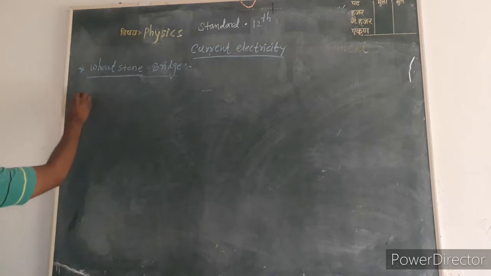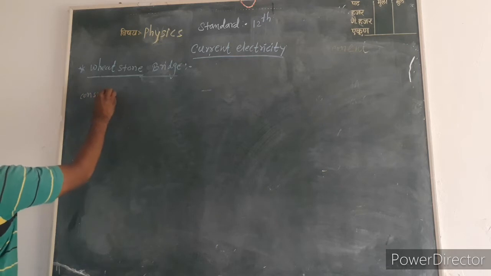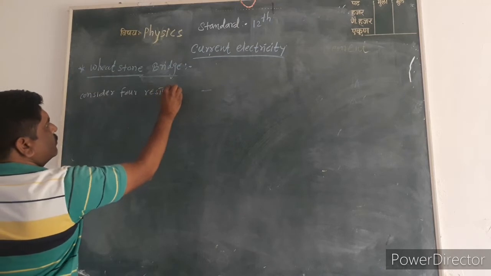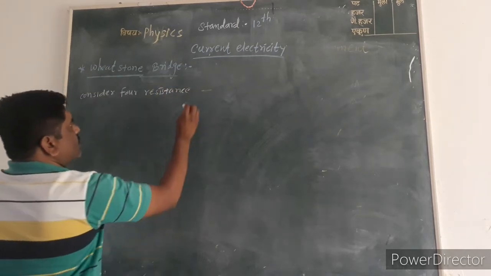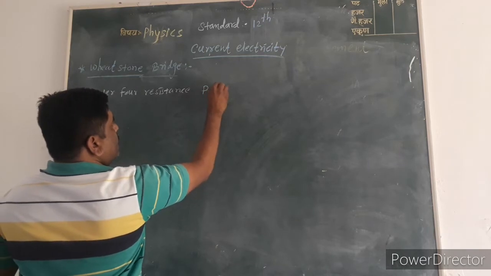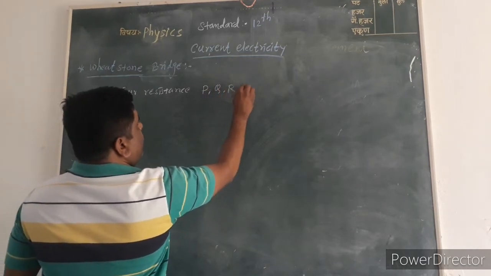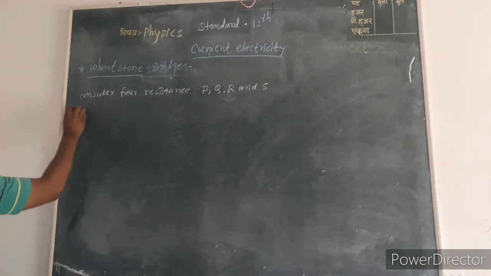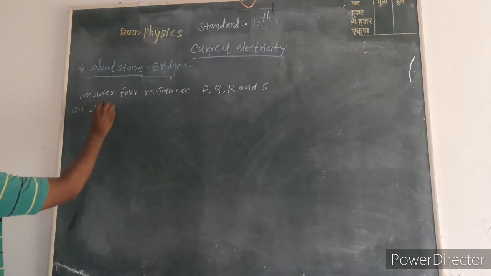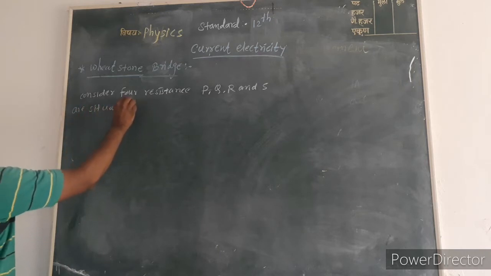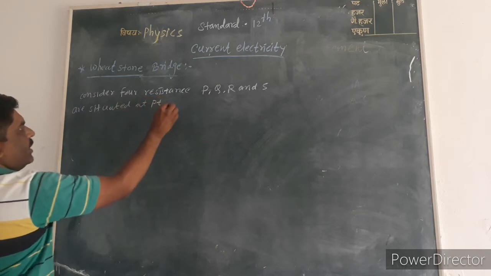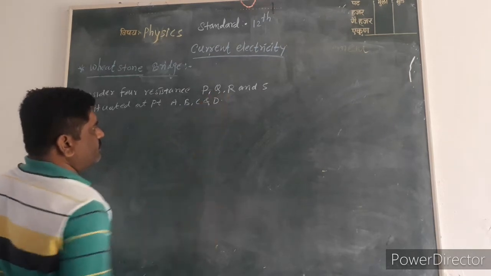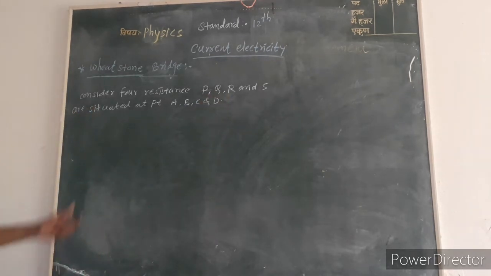Now consider four resistors P, Q, R and S situated at points A, B, C and D as shown in the figure.